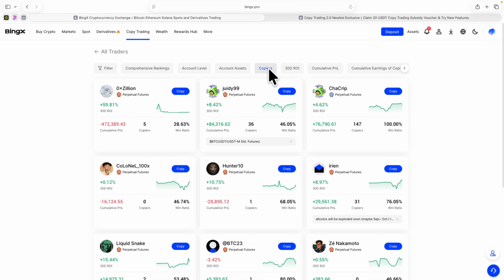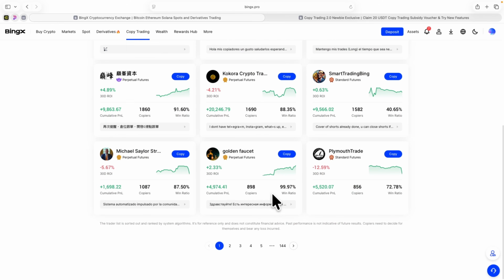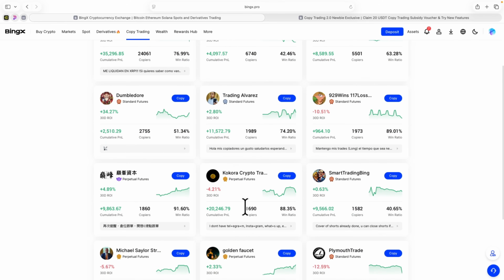Now for copiers, this one is ranking the traders based on the number of people copying their trades. So you can see the number of people on this list. There are over 24,000 people copying his or her trades right here. For the second person, you have 6,740 people. For this third person, you have 5,501 people copying his trade. So you can see the others right here. You'll be able to see the number of people copying their trades.